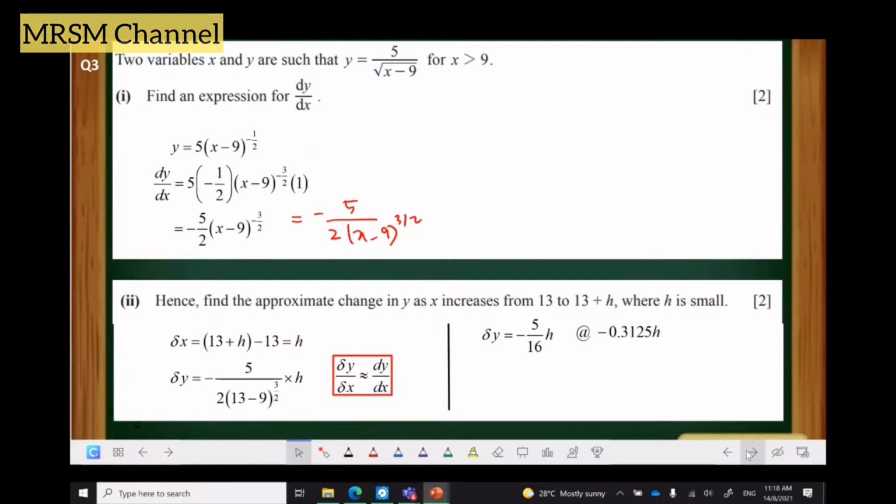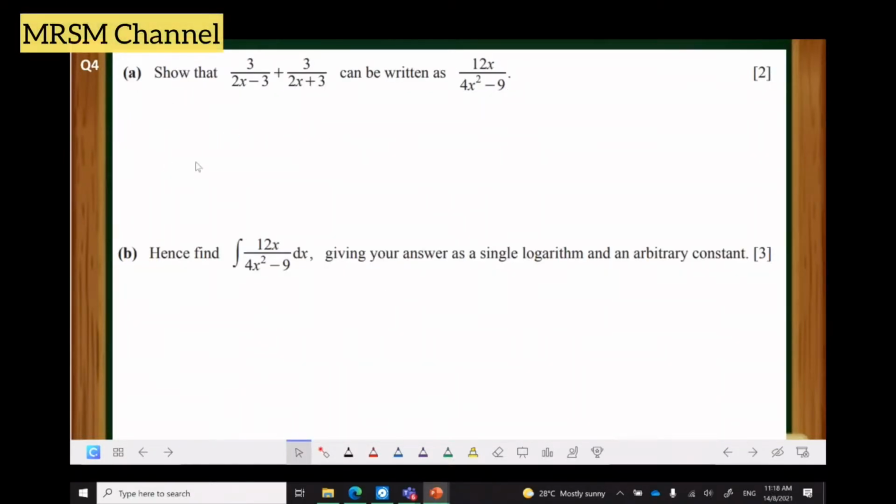Okay. So kita tengok sekarang ni question 4 pula. Nah, kita tengok question 4. Okay, tadi differentiation. Sekarang ni kita tengok integration. Okay. So before we do integration, kita tengok dulu soalan 1.